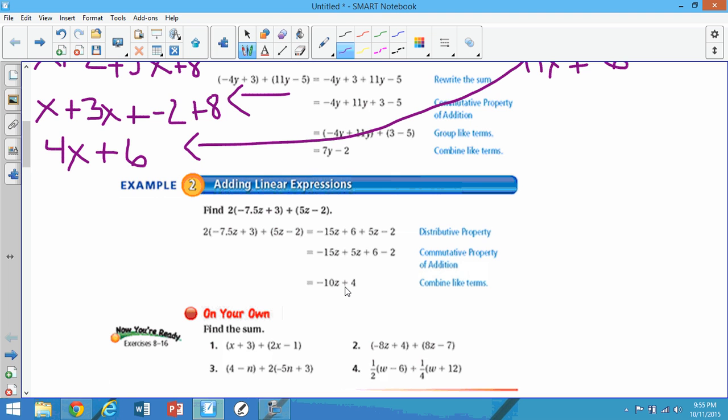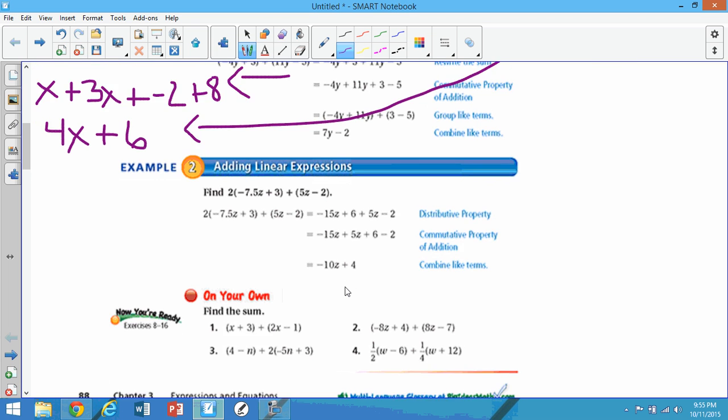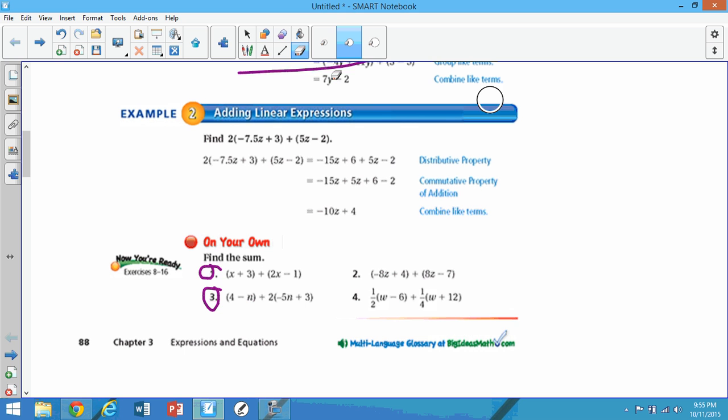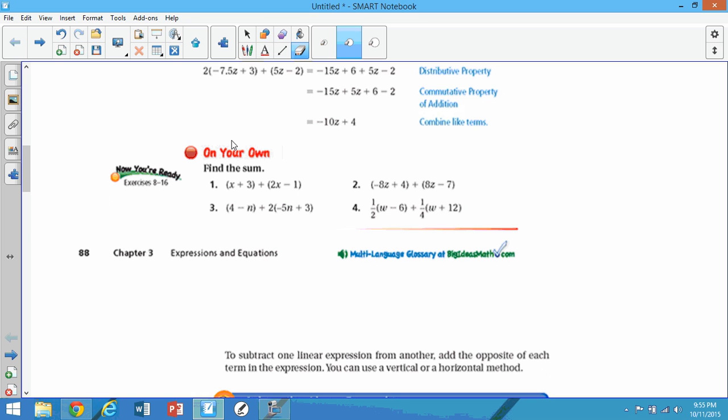Okay, so that's really how you add linear expressions. What I would like you to do is pause your computer and do number 1 and number 3, both of them. When you're done, play your computer and see if you did it right. Make sure that you are writing these in your notebook. I'm going to start checking notebooks. So go ahead and pause your computer.